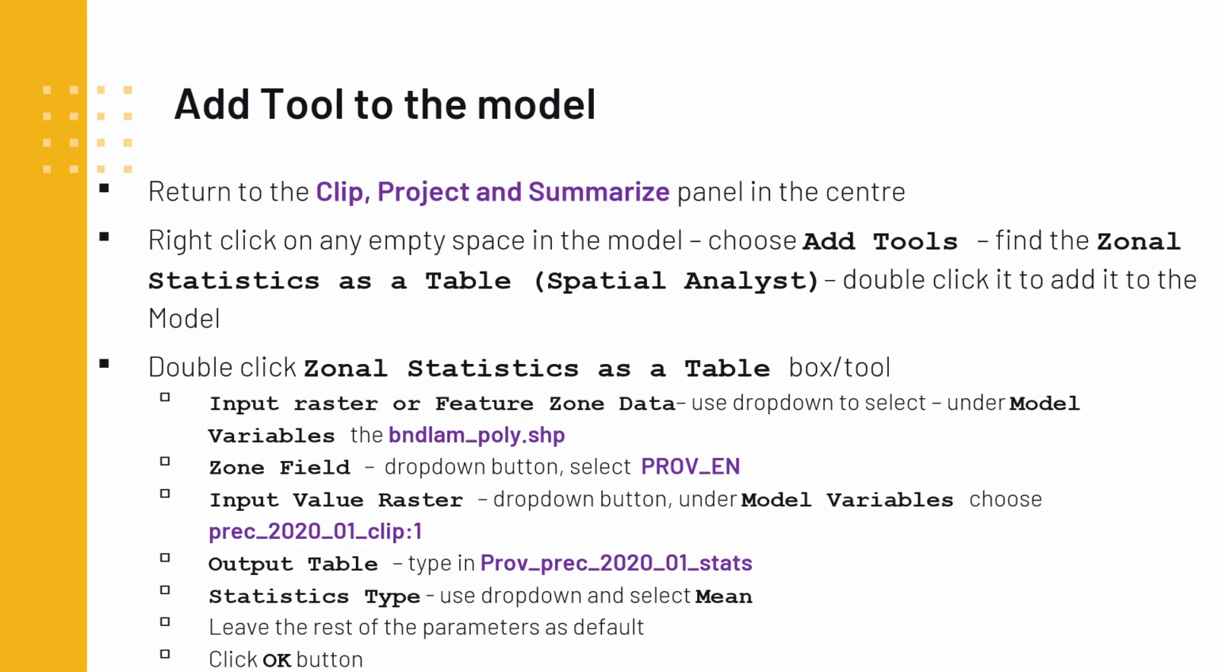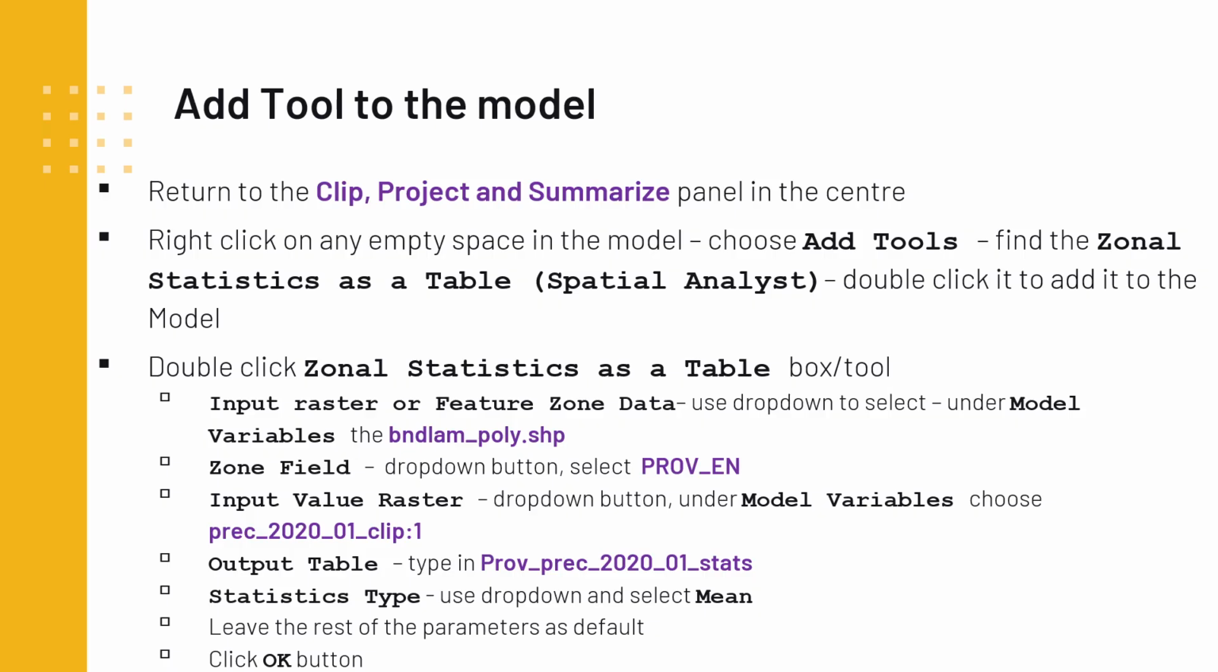This is going to bring up the pop-up window, and for the input raster or feature zone data, we're going to use the drop down and select, under the model variables, the bnd lam_poly.shape. Remember, we want to find out what the mean precipitation is across the entire province. So for the zone field, you're going to use the drop down and look for the prov_en, so the English province name.